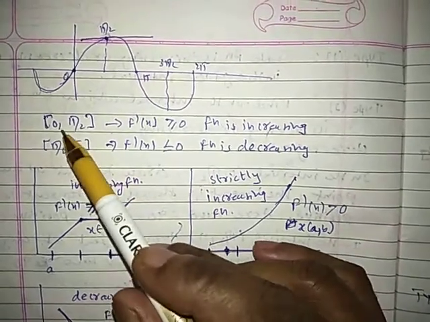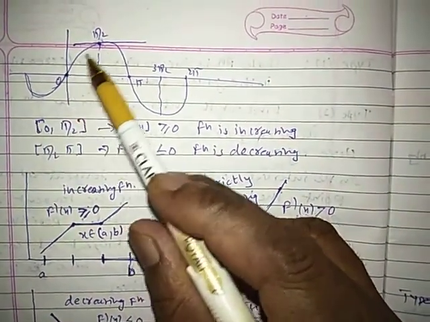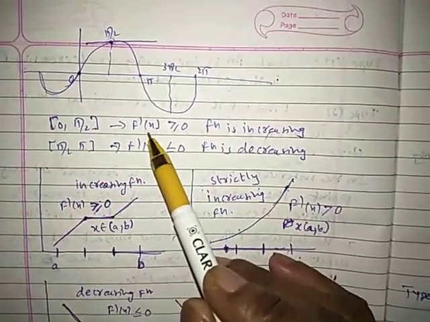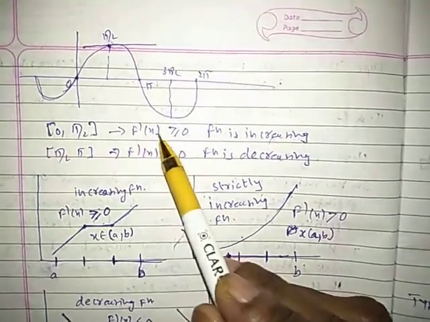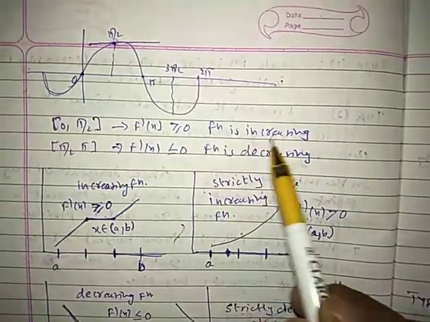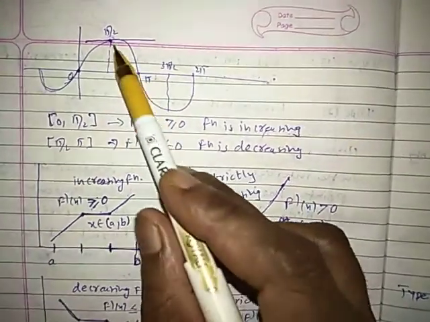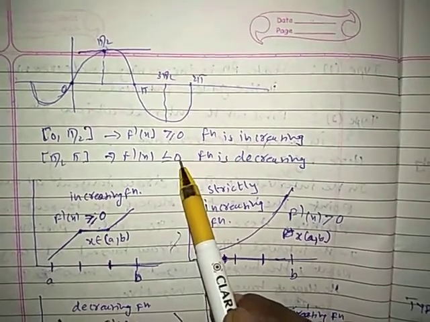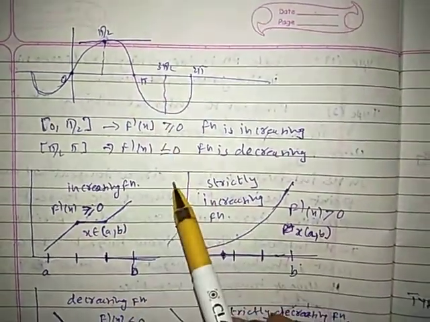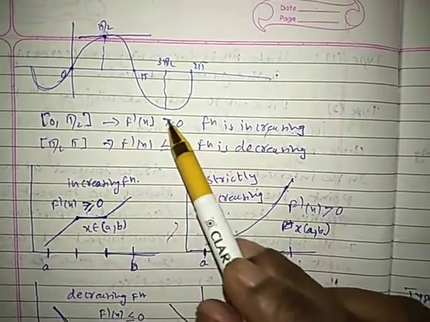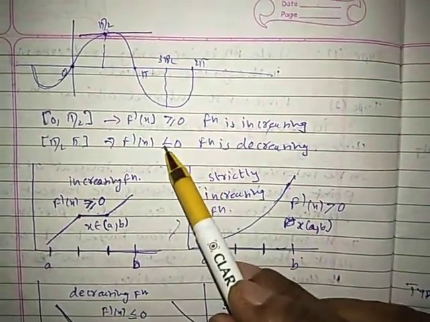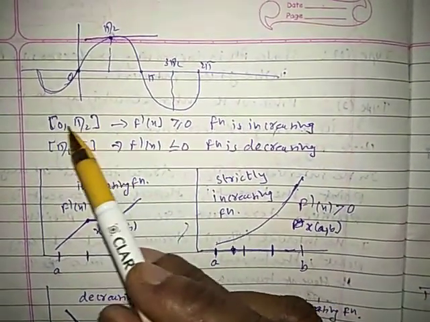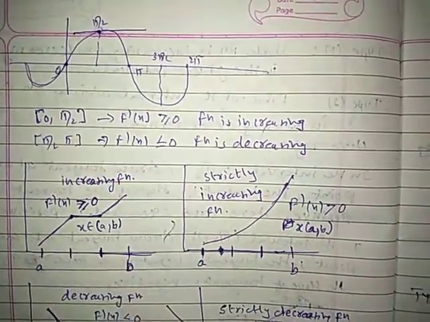Okay, so if we talk about the open interval 0 to pi by 2, the function is increasing. f dash of x is greater than or equal to 0 and the function is increasing. If it is the closed interval pi by 2 to pi, the function f dash of x is less than or equal to 0, because again it is 0 at the end and then pi. It is equal to 0 when it is a closed interval. When it is an open interval, pi by 2 is not included, so it is a decreasing function.